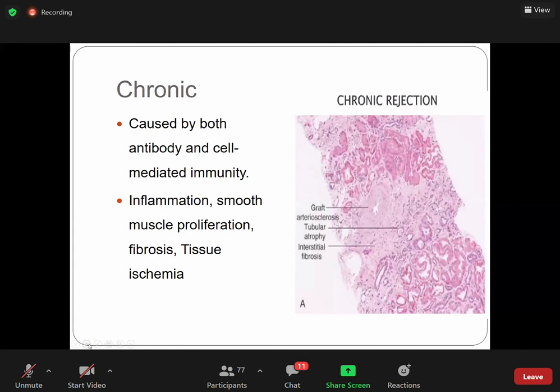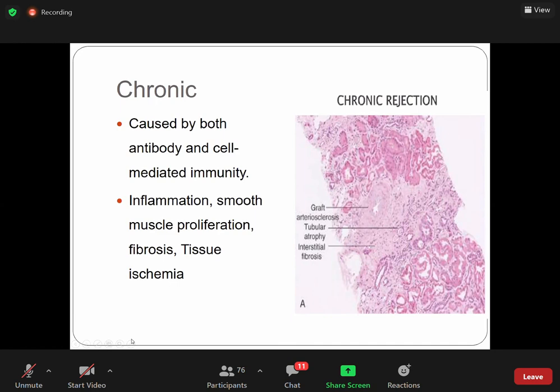Okay, this is chronic rejection. What is the rejection which occurs over months or years? This is the chronic rejection, caused by both antibodies and cell mediated immunity, which causes infection, proliferation, and fibrosis. The graft can lead to arteriosclerosis, atrophy, and interstitial fibrosis.